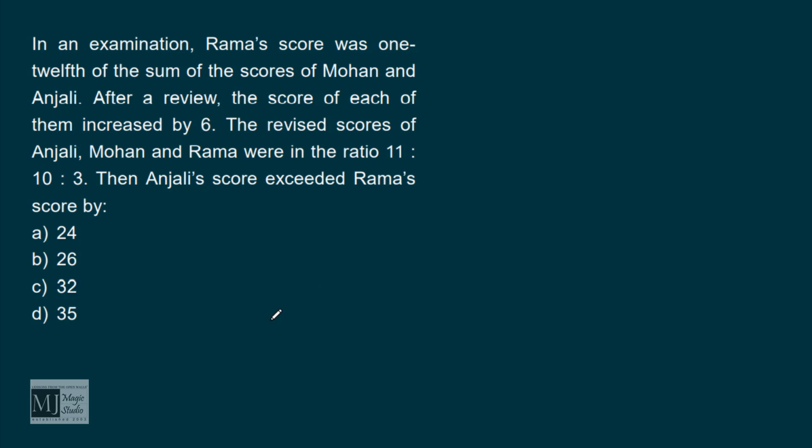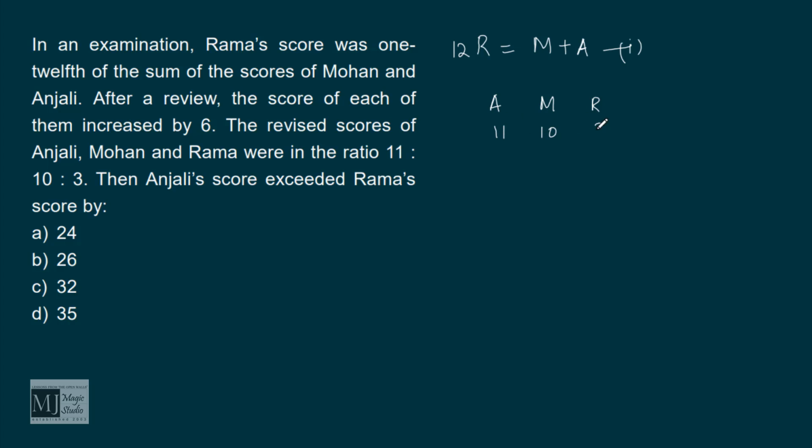Again, an examination condition. In an examination, Rama's score was 1/12 of the sum of scores of Mohan and Anjali. That means I can say 12 times Rama's score is equal to Mohan's score plus Anjali's score. Okay. After a review, the score of each of them increased by 6. The revised scores of Anjali, Mohan and Rama is 11 is to 10 is to 3.